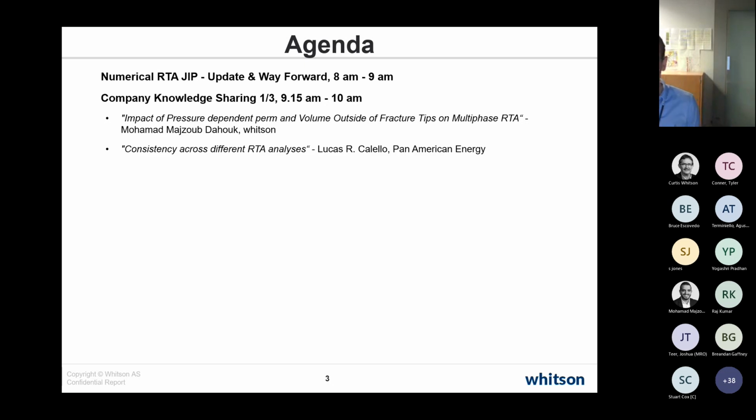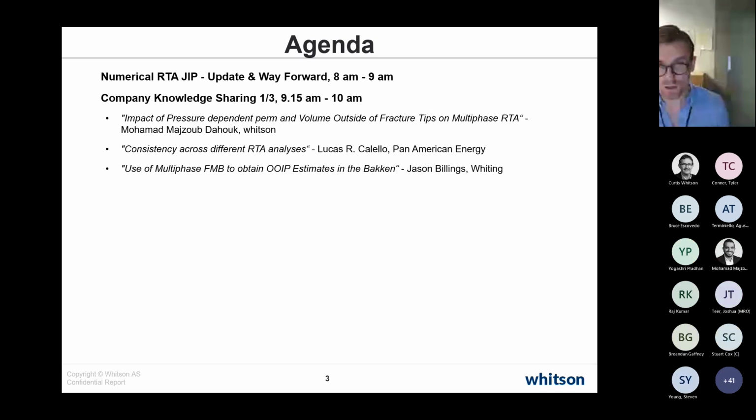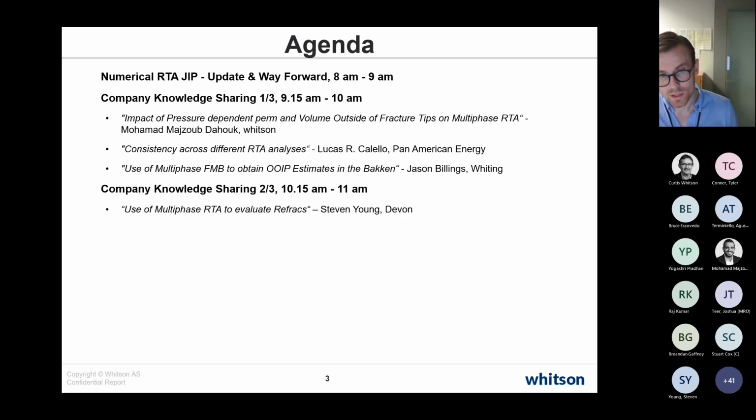And then I'm going to get Lucas from Pan American Energy, and he's going to show an example of how they consistently do RTA across different types of analysis. So that's going to be an interesting presentation. And then Jason will join us for some examples of how they've used the multi-phase flow material balance in the Bakken, before we take another short break and start with the second knowledge sharing session.